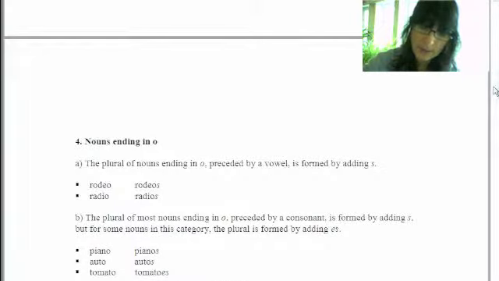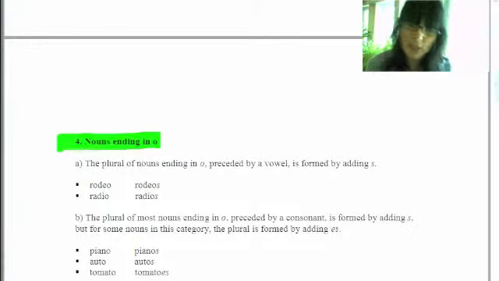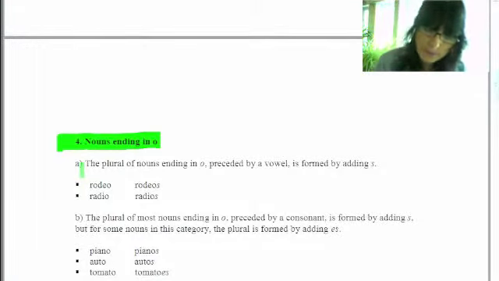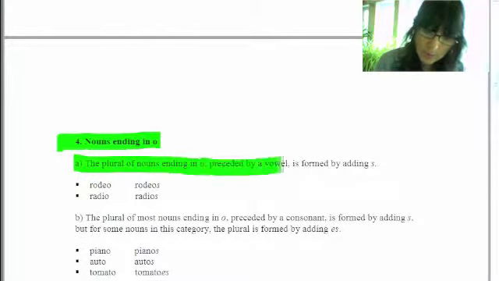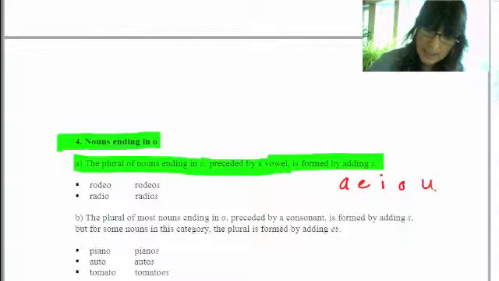Next, let's move along. The fourth rule is, what do you do if a noun ends in an O? Well, a couple of rules here as well, and this will help you with your spelling. The plural of nouns ending in O, if they're preceded by a vowel, so if before the O is a vowel, then you just simply add the S. And you know your vowels are A, E, I, O, and U. So looking at this again, you look at the word. If it ends in an O, and before the O there's a vowel, which is A, E, I, O, U, then you simply add the S.